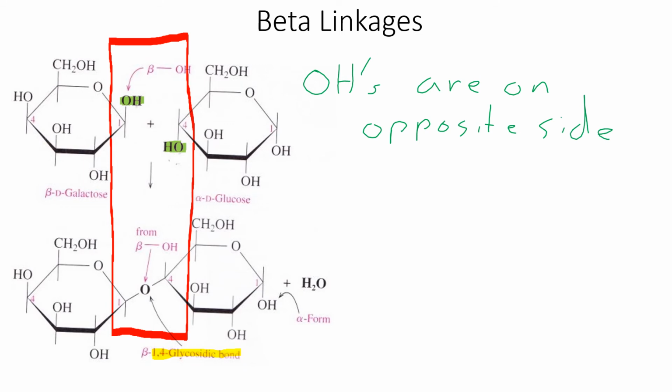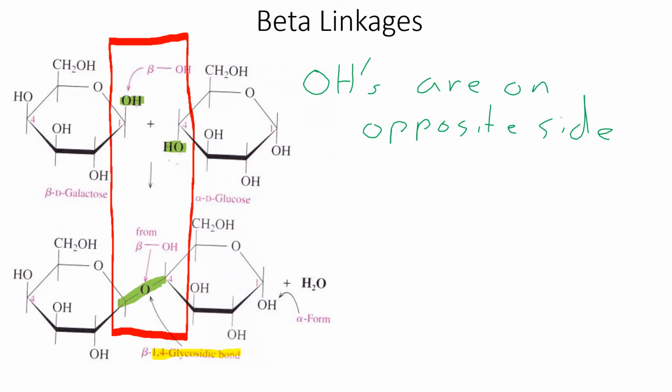It doesn't matter which one's up and which one's down. It's just that one has to be up, one has to be down. That's going to create a beta linkage. And that gets maintained when we look at what's happening in the product. If I look down, you can see I have a very different geometry in my bottom structure than I had previously.